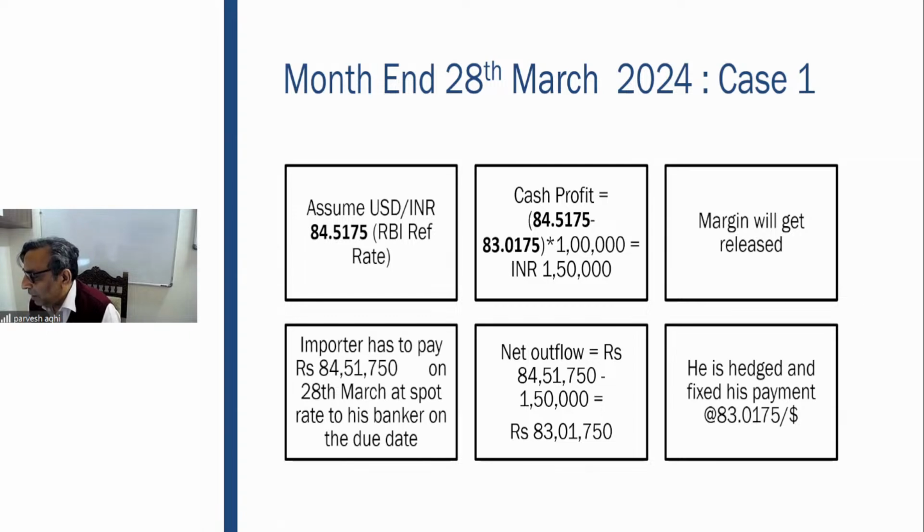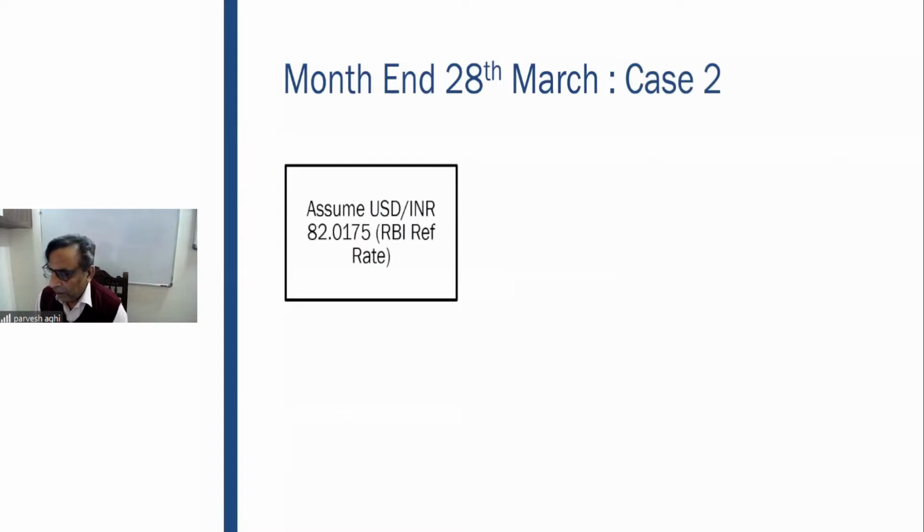So ultimately, my total outflow is 83,01,750. Which means that I'm hedged at 83.01 per dollar. So this is the position which I took initially. So the second case would be if it happens the other way around, that suppose the dollar goes down now to 82.0175. There can be only two scenarios possible. One, the dollar has gone up, another is the dollar has gone down. So when it goes up, I make money. When it goes down, I lose money.